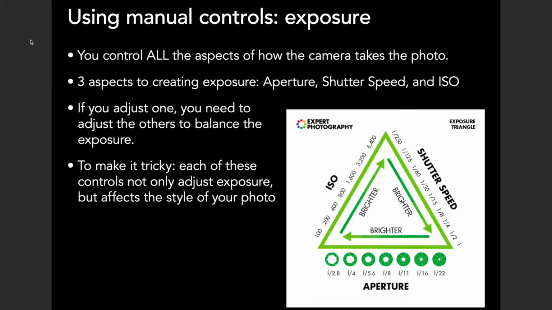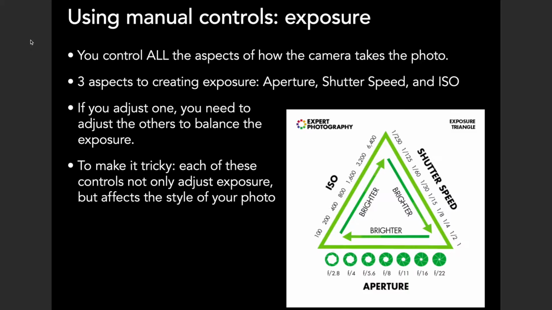You're controlling that. There are three main things that you can adjust in your camera that all work together to create exposure. One of these is called aperture. We'll talk about that. The other thing is called shutter speed. And then last week we talked about ISO, which is the sensitivity of your sensor. If you look at that little triangle in the bottom right, they're all connected together to get the right exposure. So if you adjust one, then you need to adjust the others to balance exposure.